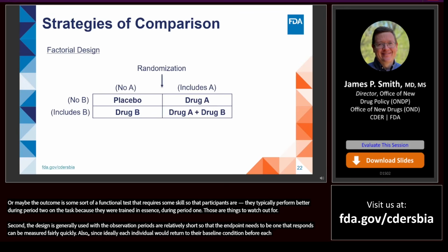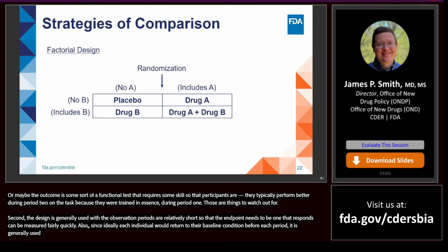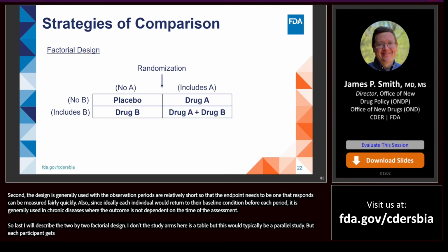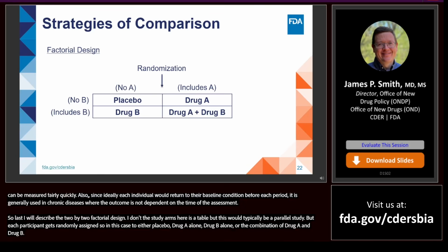So last, I'll describe a 2x2 factorial design. So I've drawn the study arms here as a table, but this would typically be a parallel group study. But each participant gets randomly assigned, so in this case, to either placebo, drug A alone, drug B alone, or the combination of drug A and drug B. And of course, this could be blinded using the double dummy technique that I mentioned earlier. And this allows you to essentially study 2 interventions using the infrastructure of one trial.